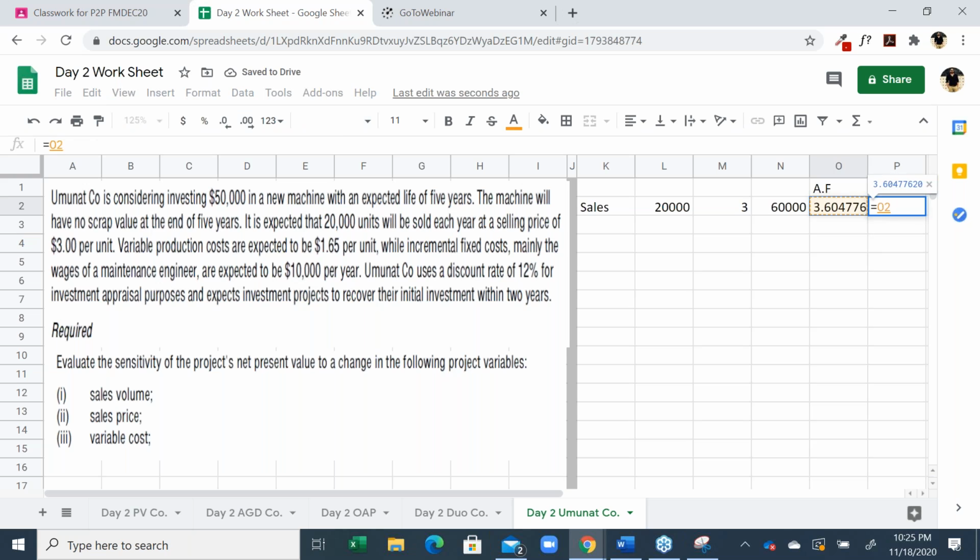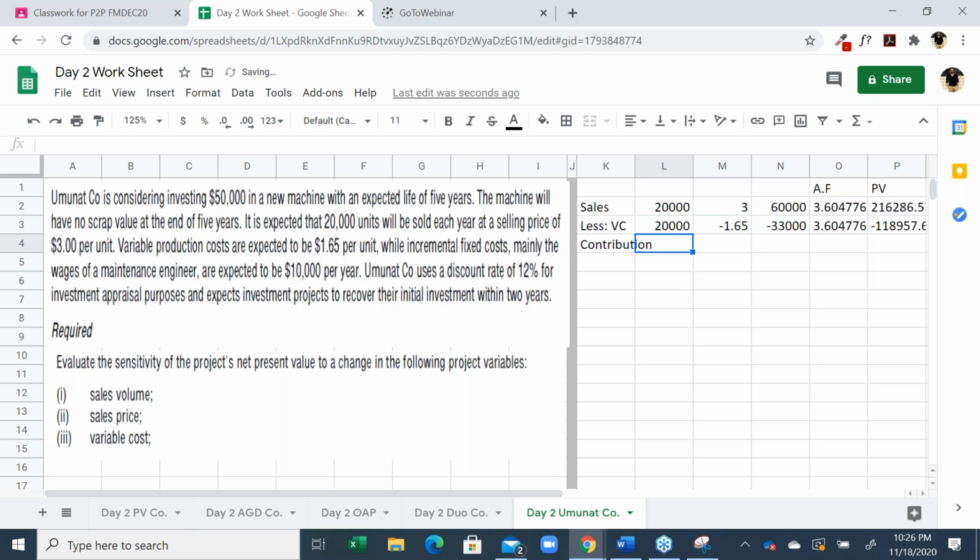Okay, let's calculate the present value of sales revenue. Then comes variable cost, which will be for the same sales volume, and 1.65 is the per unit variable cost. And let me write it as a negative figure. And the annuity factor will be the same, and same formula here. Then comes contribution. Present value of contribution should also be calculated. Then we have fixed cost?